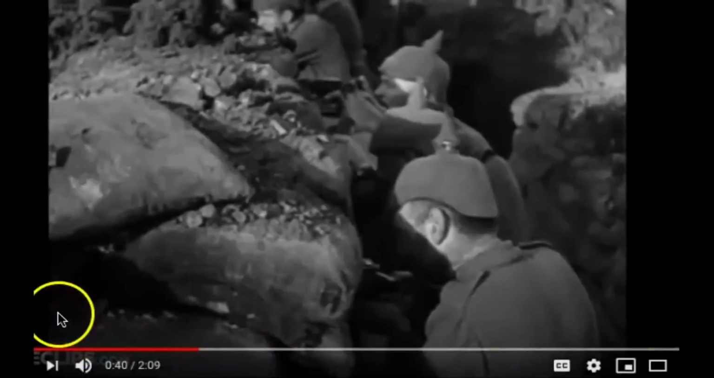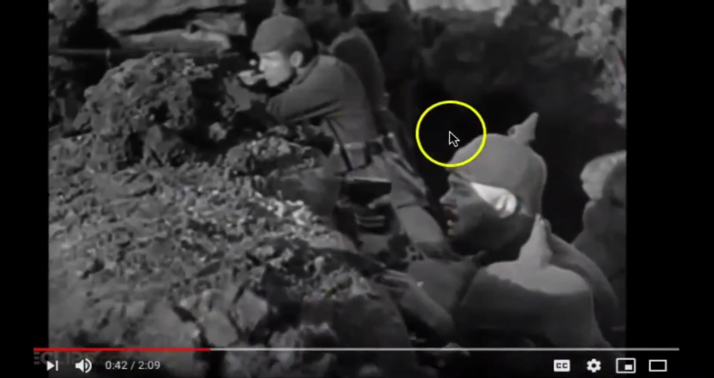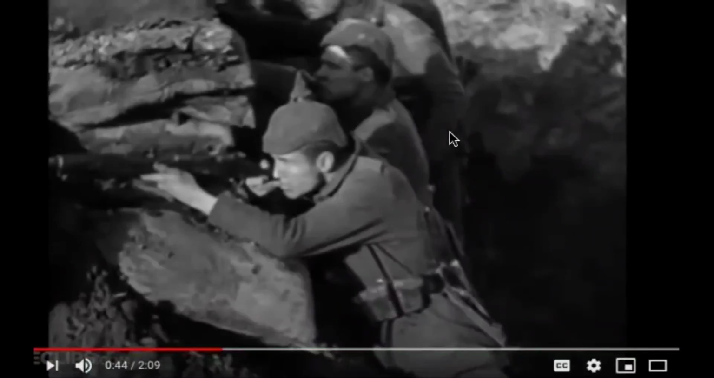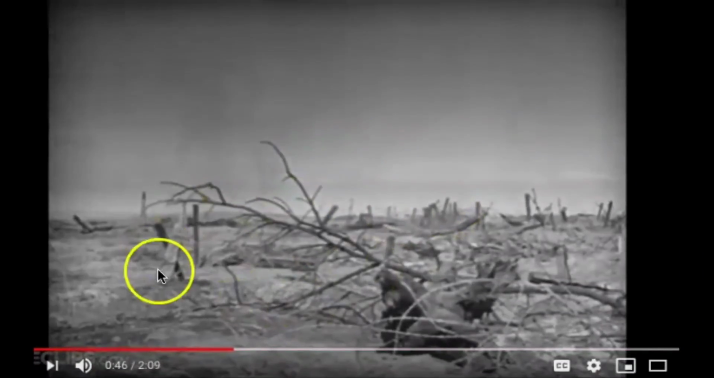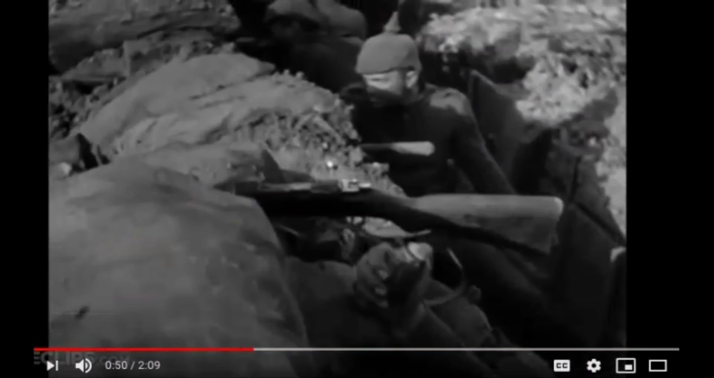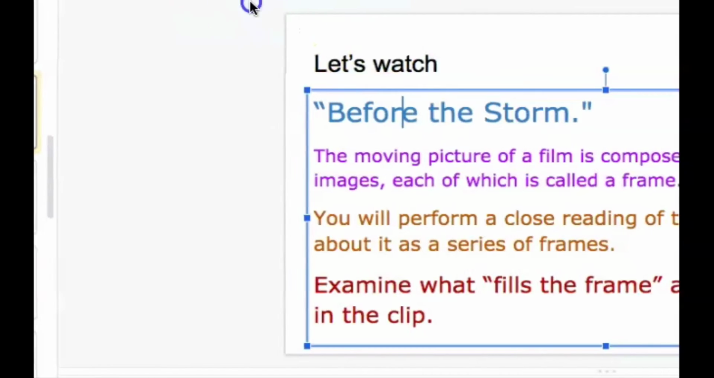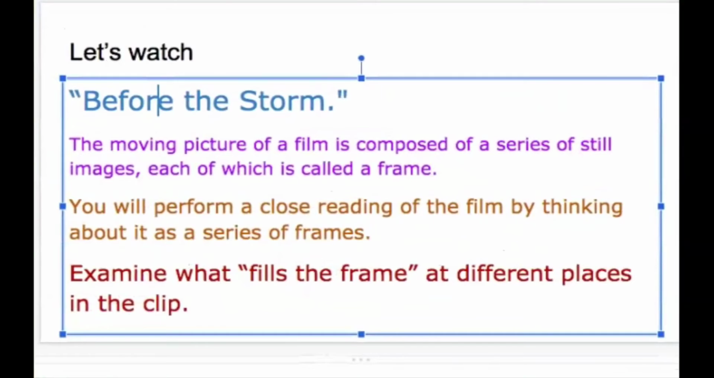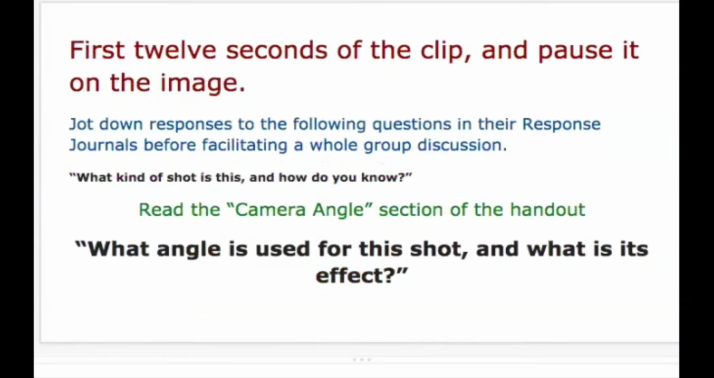Then we see the openness. Then we see the trench again. Then we see the openness again, or the no man's land. Then we see the trench again, and so forth. So what would you write to give me a step-by-step of each frame?